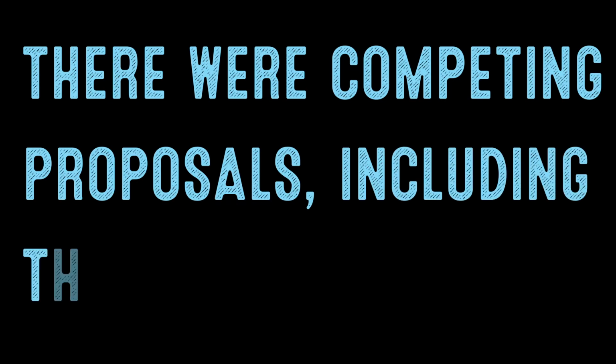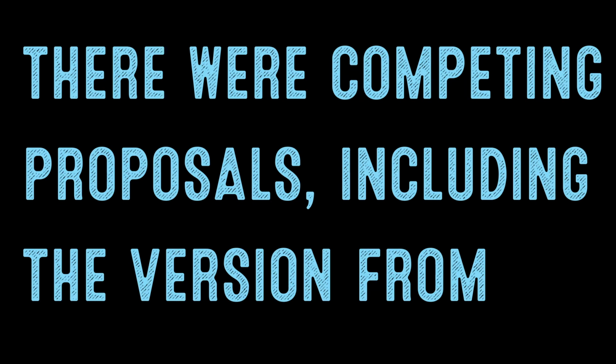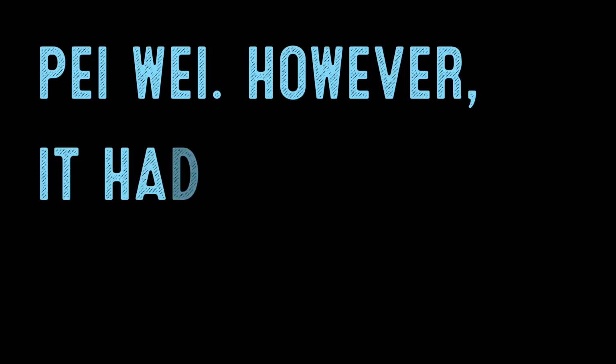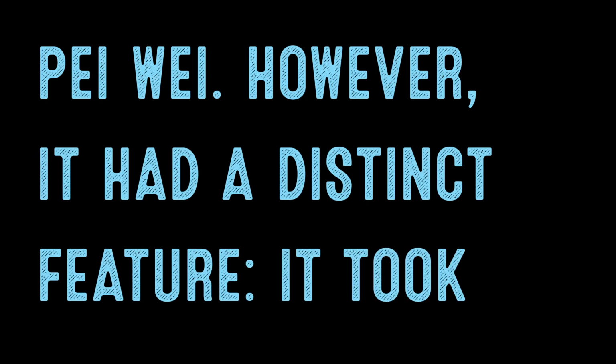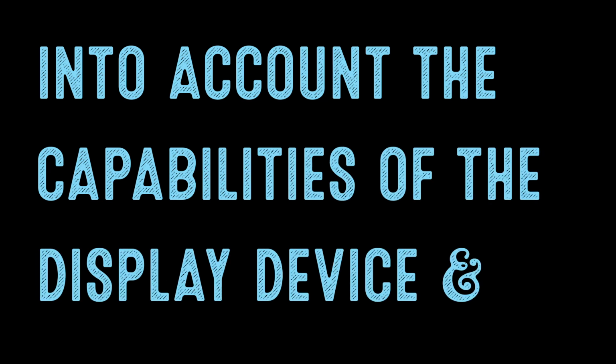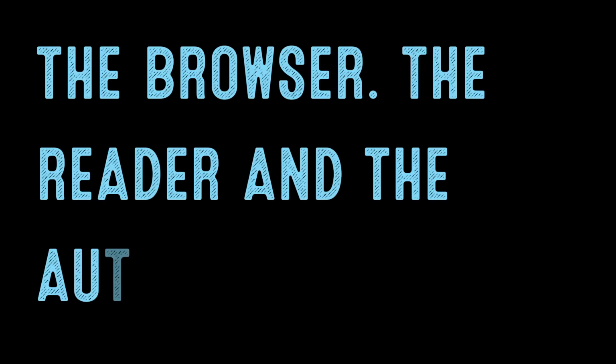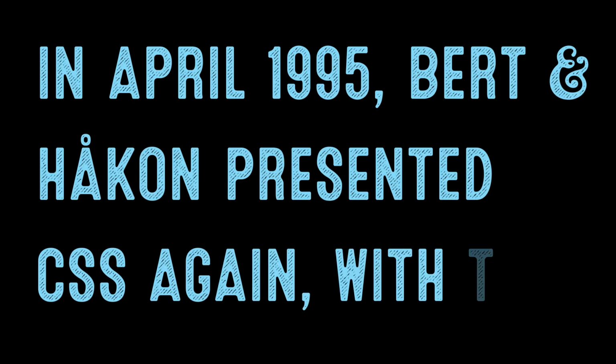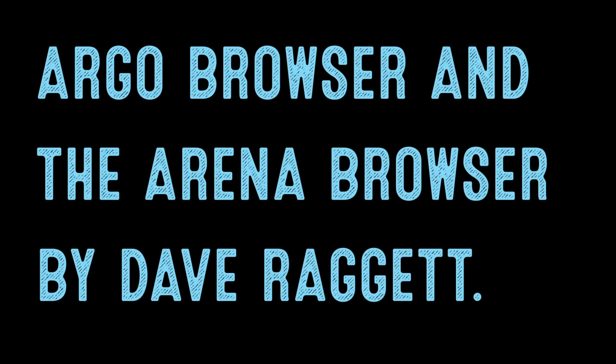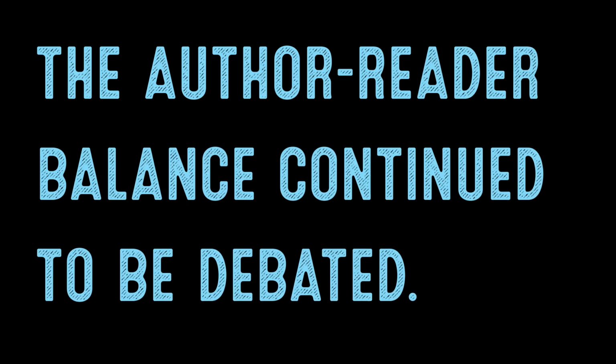There were competing proposals, including the version from Pei Wei. However, it had a distinct feature. It took into account the capabilities of the display device and the browser. The reader and author could not on their own determine the style of the document. In April 1995, Bert and Håkon presented CSS again with the Argo browser and the Arena browser by Dave Raggett. The author-reader balance continued to be debated.